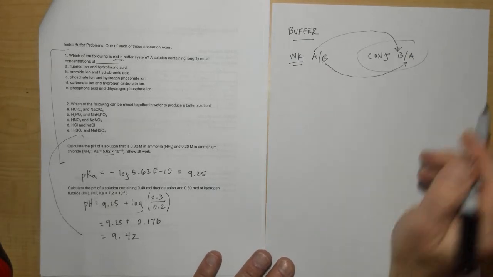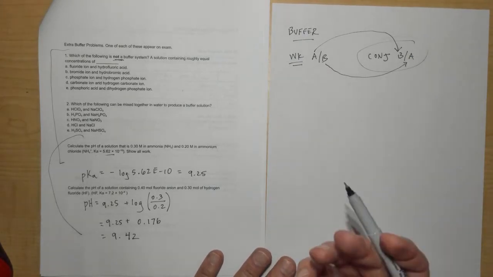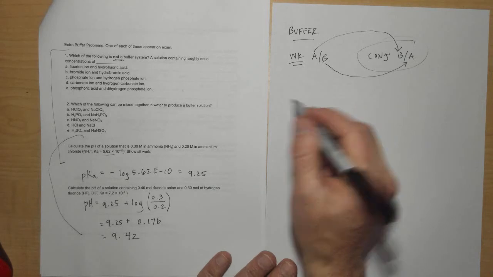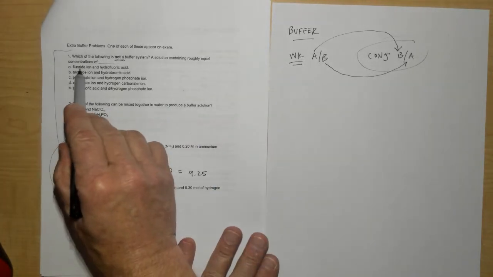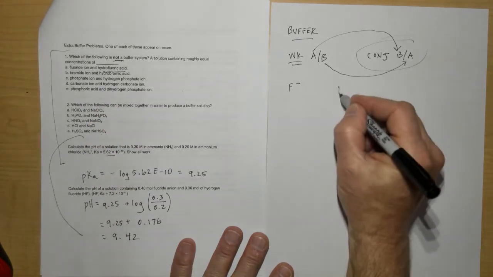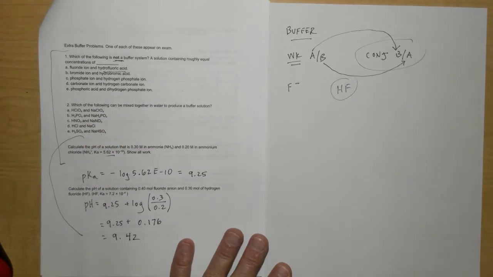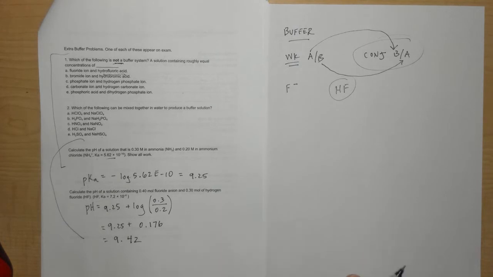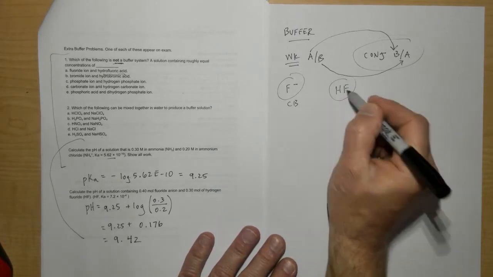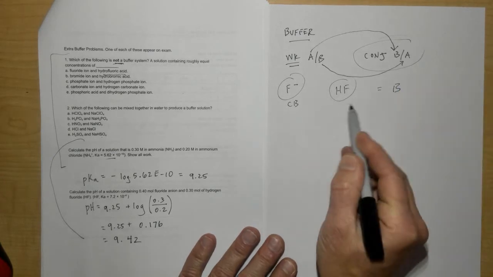The conjugates are usually present in the form of a salt, meaning that there's some kind of anion or cation added onto it so that it can dissolve and break into ions. For example, right here we have fluoride ion, F-, and hydrofluoric acid, HF. This is a weak acid, of course, because it's not HCl, HBr, HI, or H2SO4. And this is the conjugate base of this weak acid, so this would be a buffer solution.